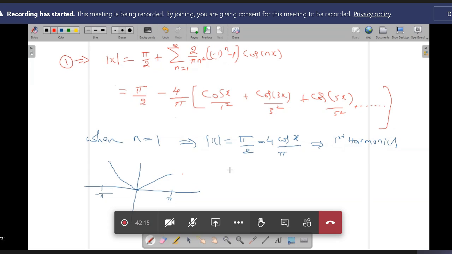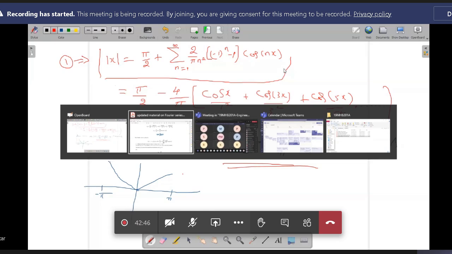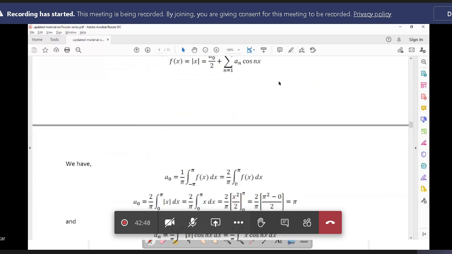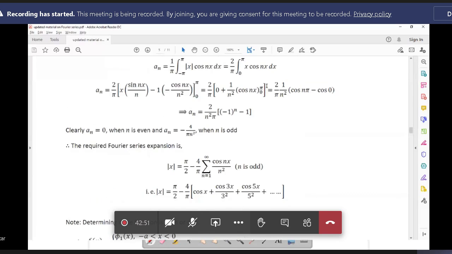We'll see this analysis later. If you come to the campus, you can demonstrate it through MATLAB, and see how the approximation gives better results. This is only what we are expecting: you have to solve this problem to get a solution for mod x like this. Up to this is enough. Okay, so let me take one more example. Here we got the same result.